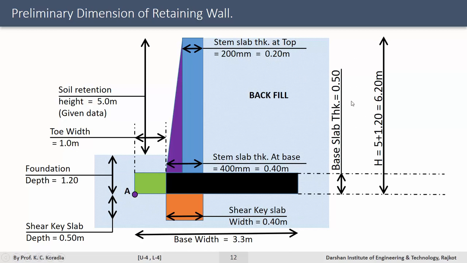Here, overall height of the retaining wall, which includes stem height and base slab thickness, is 6.2 meter. We have assumed the shear key slab depth as 0.5 meter and shear key slab width as 0.4 meter. Here, toe width is 1 meter. With all these dimensions, we will go for a stability check.